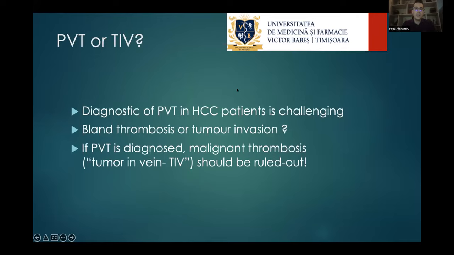A more challenging situation is the diagnosis of portal vein thrombosis in patients with hepatic malignancy, especially in patients with hepatocellular carcinoma. These patients can develop a bland thrombosis as a consequence of severe cirrhosis and of paraneoplastic thrombophilia, but tumor invasion of the portal vein is also possible, and actually it's frequent. So it's very important in every new diagnosis of portal vein thrombosis, in particular in patients with a history of hepatocellular carcinoma or other malignancy, that we rule out malignant portal vein thrombosis.